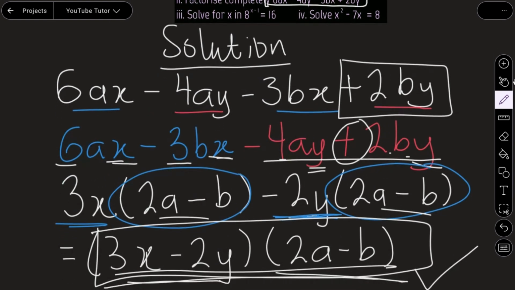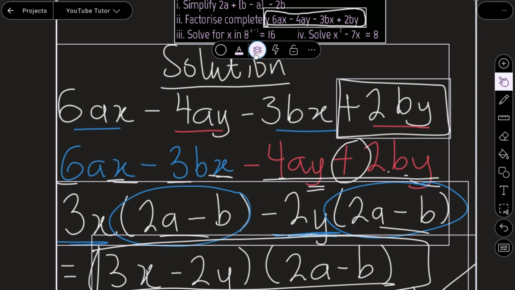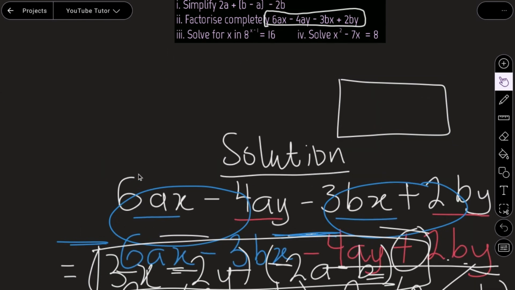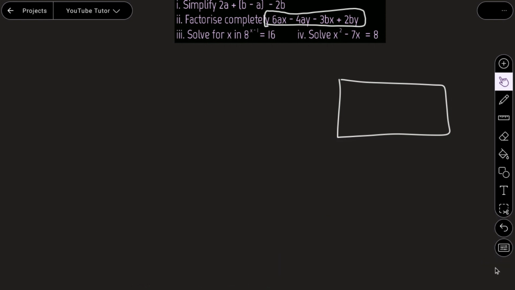So let me clear the screen so we can move on to the next question, which is the third one. Okay, let me clear it. Let me see if there's something down here. I don't think there's anything.